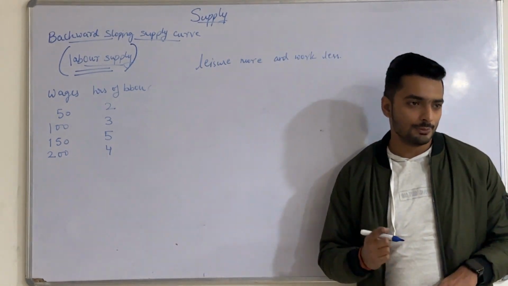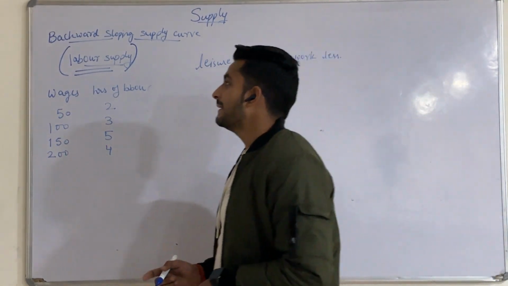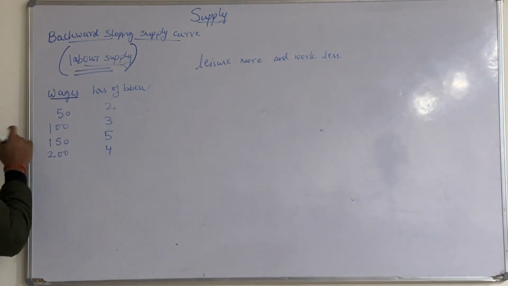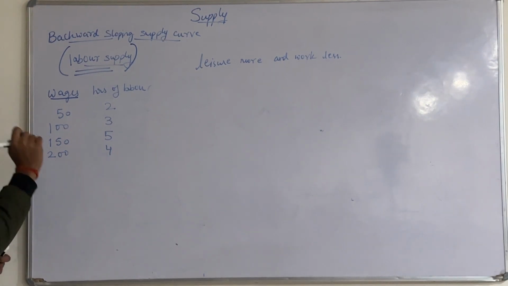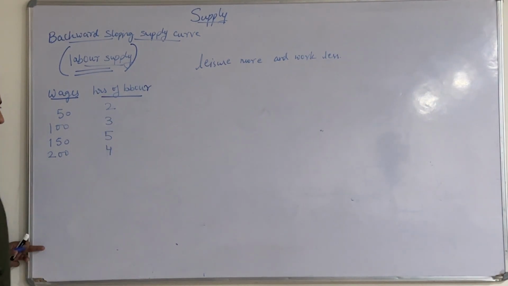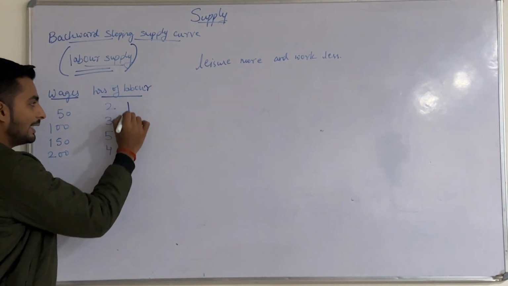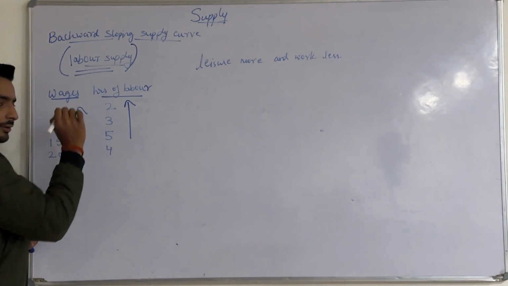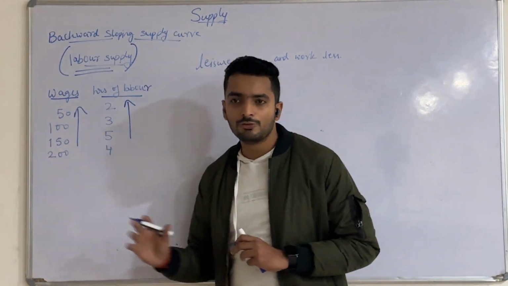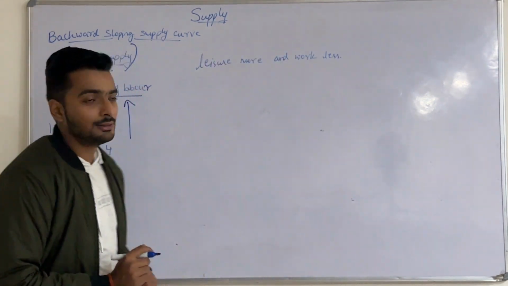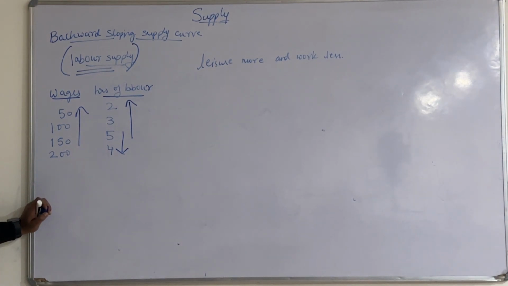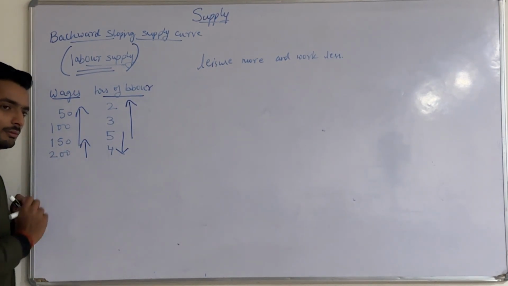The more he works, the more wages he gets, right? So in this, what is the case? Suppose wages are given as 50 rupees, 100 rupees, 150 and 200, and the hours of labor are given as 2, 3, 5, 4. First, the more he works, the more wages he gets. His hours of working are increasing and he is getting more wages. But at a certain point, his hours of work will decrease, though he is also getting more wages.